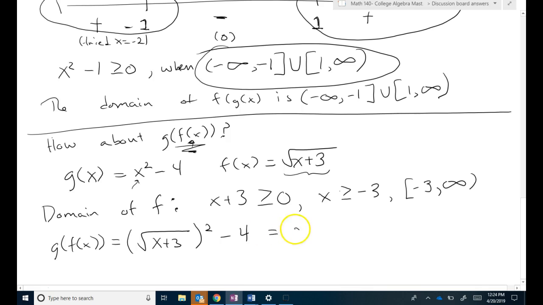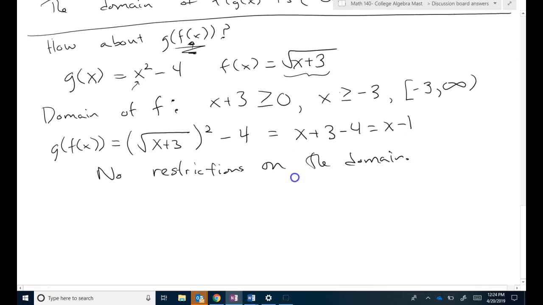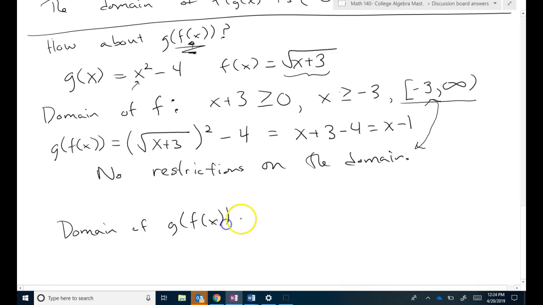Then I square it, so that gives me x plus 3 minus 4, which equals x minus 1. Now there's no restrictions on this domain. So the actual domain is the intersection of the two of these. In this case, my domain of f is negative 3 to infinity, so the domain of g of f of x is going to equal negative 3 to infinity.